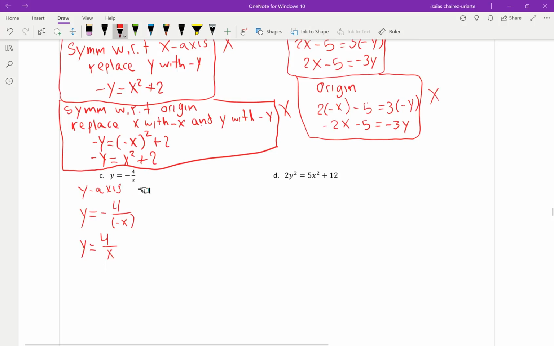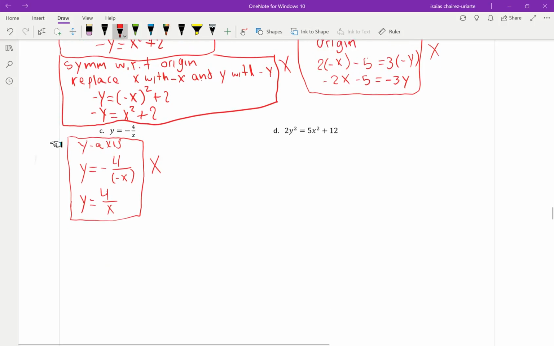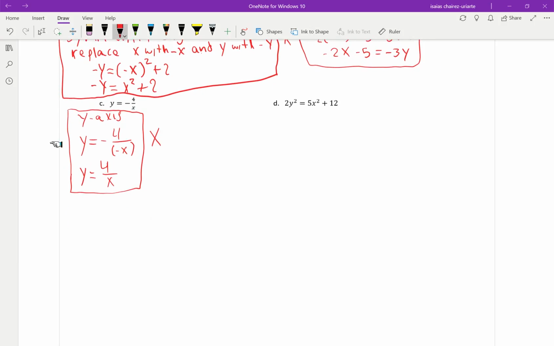So I am going to go ahead and conclude that this has no symmetry with respect to the y-axis. Why? Because this equation, the simplified form, I replaced my x's with negative x, I simplified, and it's not equivalent to the original equation. So this equation is not symmetric with respect to the y-axis. What about the x-axis?